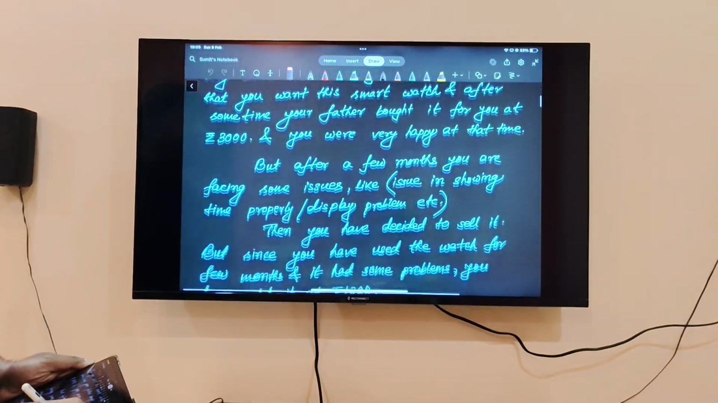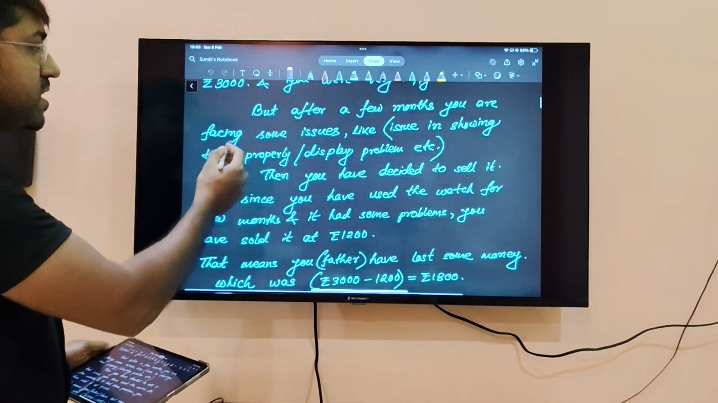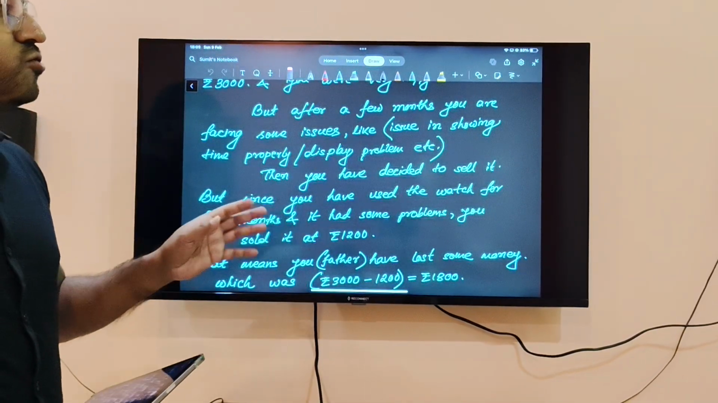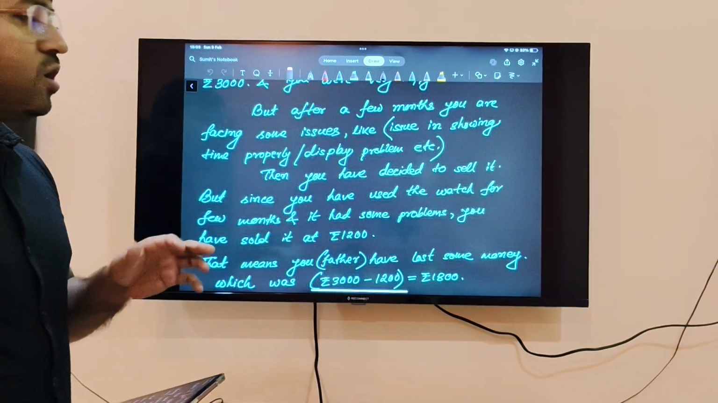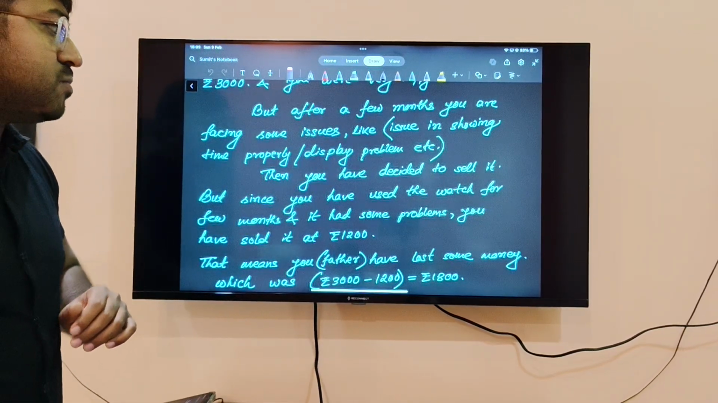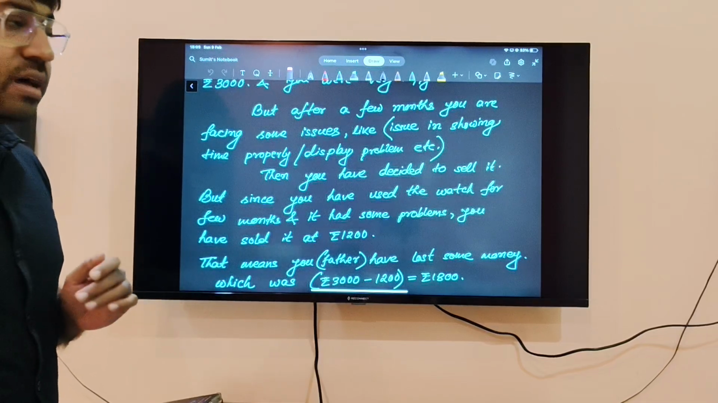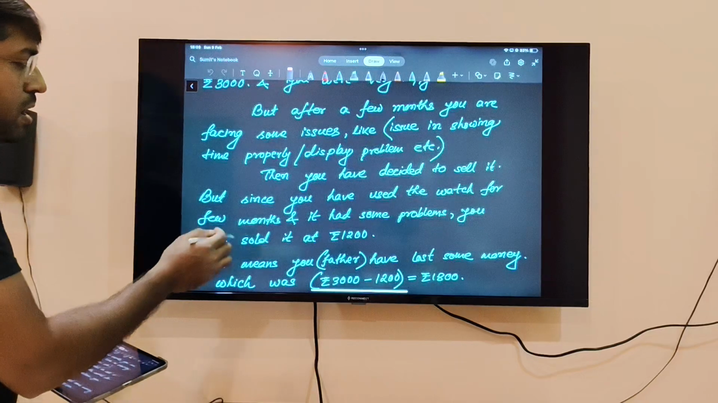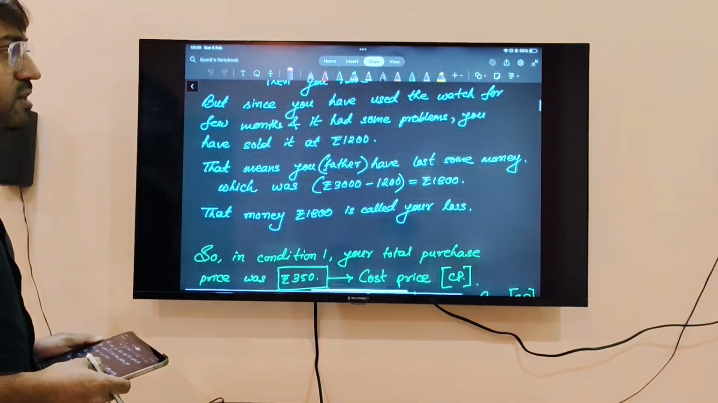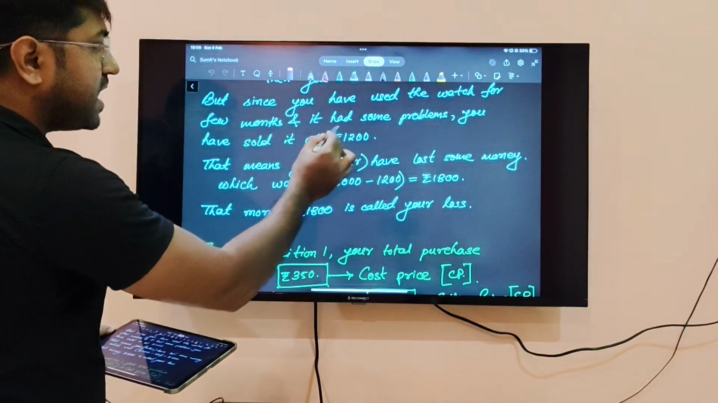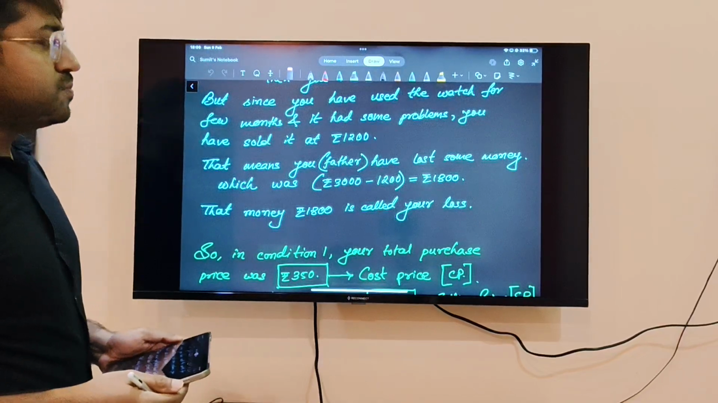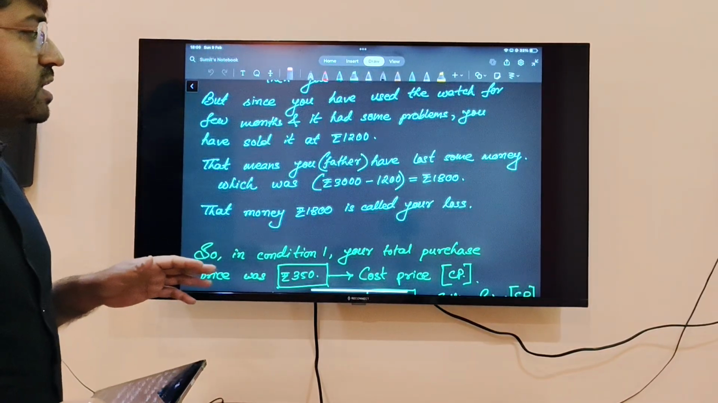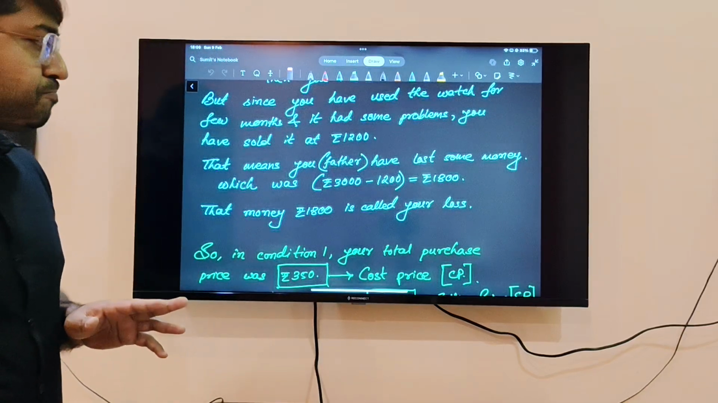smartwatch. But after a few months, you are facing some issues on that, like an issue of showing time or a display problem, and nobody likes any problem in life. So for that, you have decided to sell it. But since you have used the watch for a few months and it had some problems, you have managed to sell it at rupees 1200.